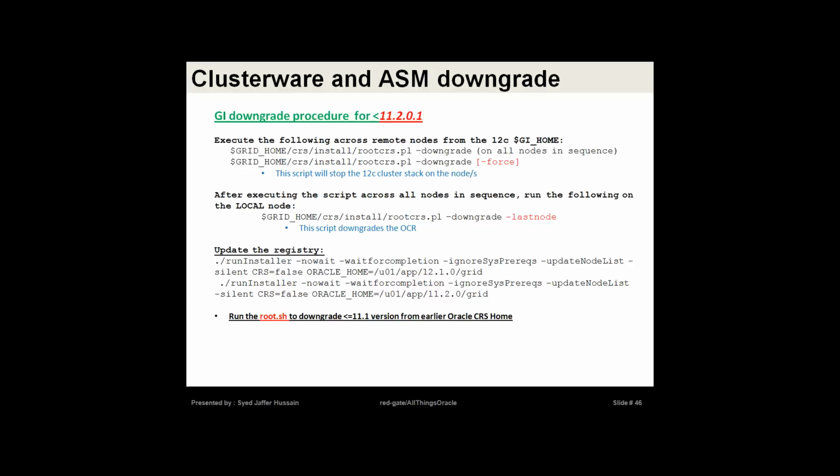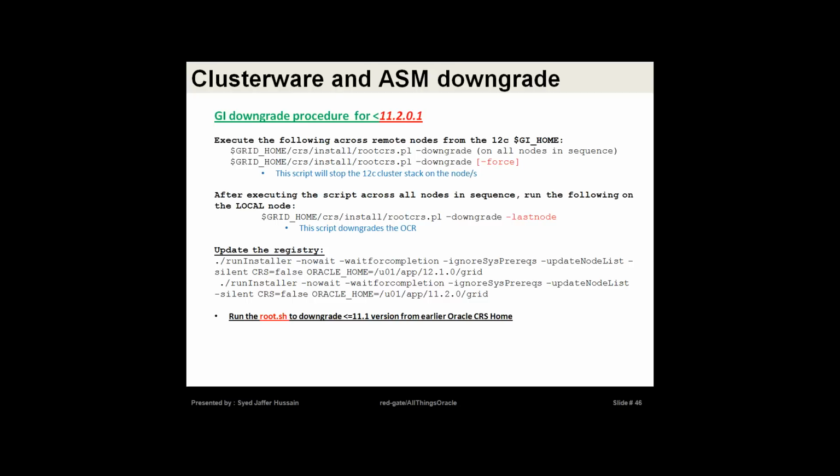For example, if you are on a release before 11g release 2, like 11g release 1 or 10-something, this is the procedure you need to follow. You have to execute rootcrs.pl -downgrade on the second node, not on the local node. For example, if I am going to downgrade my cluster from 12c to 11g release 2, I have to go to node 2 and run this command, then node 3, node 4, and all the other nodes. When it comes to the local node, you have to specify -downgrade -lastnode.